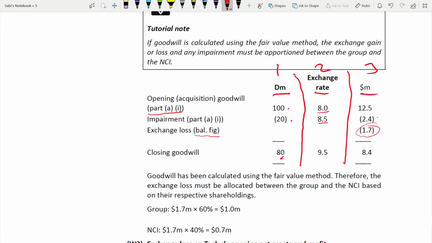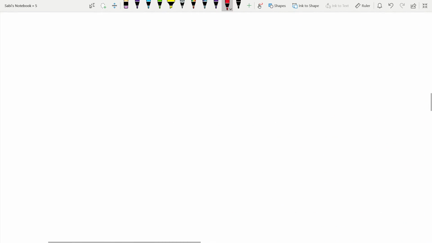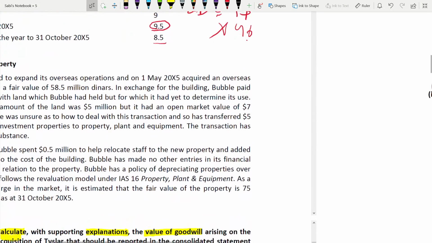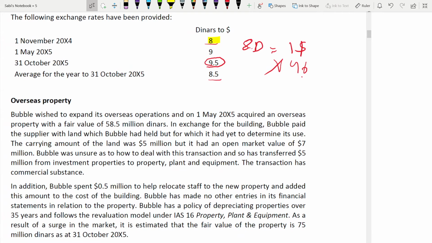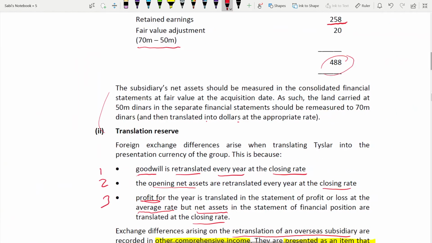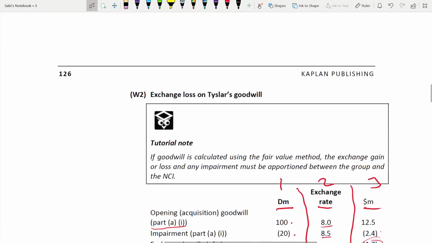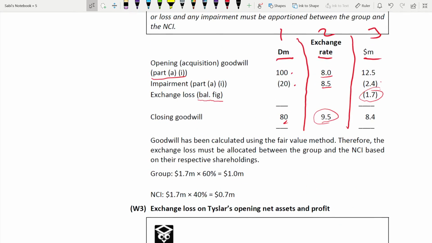Closing goodwill, you can calculate. How? See, 80 will be divided, not 8 plus 8.5, no. Don't take the average of those two. The closing goodwill on this date, what is the rate? If you see, that is a different rate, it's 9.5. 9.5 is on 31st October 2005. This is the closing rate at this date, so you have to take the closing rate. For the 80 goodwill, 9.5, and hence you got 8.4.